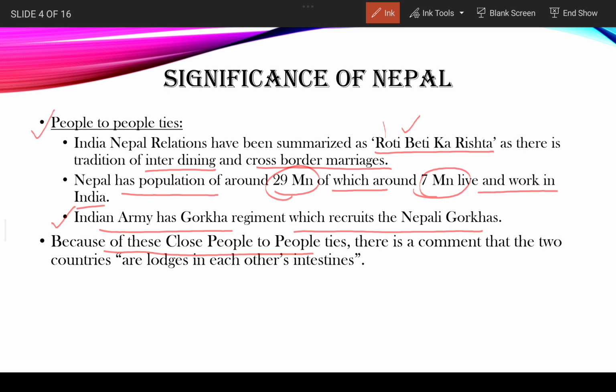And because of these, there is another important thing which you can write as your introduction or as your conclusion in any kind of question which might be there. Because of these close people to people ties, there is a comment that the two countries are lodged in each other's intestines. Just like in the small intestine, you must know how closely packed it is. So this kind of statement is made about the India Nepal relationship, that these countries are lodged in each other's intestines. So this is about the significance of Nepal for India.